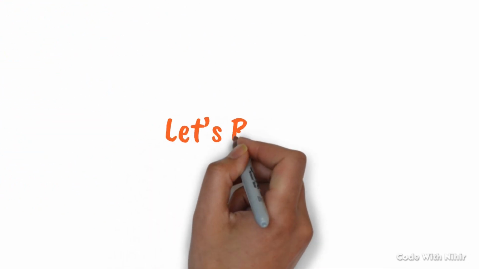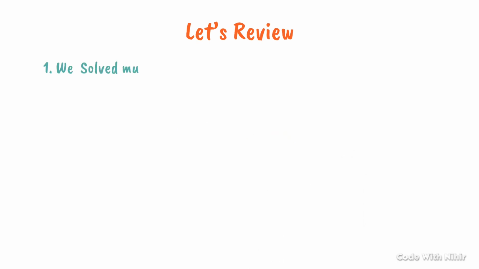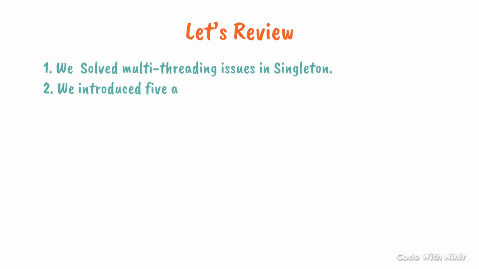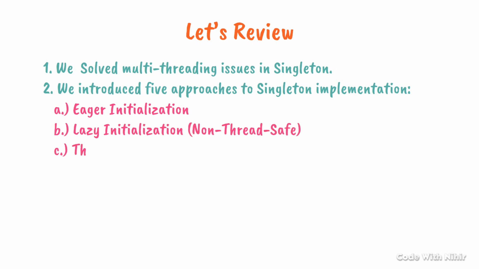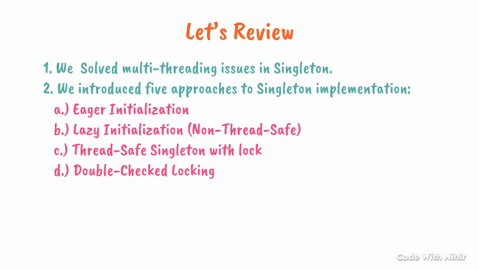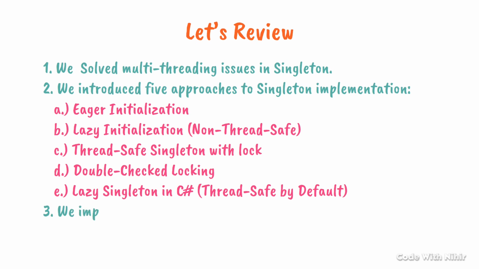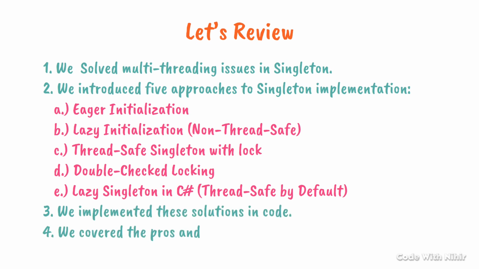Let's quickly review what we have learned today. Number 1. We solved multi-threading issues in Singleton. Number 2. We introduced 5 approaches to Singleton implementation: eager initialization, lazy initialization in non-thread safe manner, thread safe singleton with lock, double check the lock, and lazy singleton in C#. Number 3. We implemented these solutions in code. And number 4. We covered the pros and cons of the singleton pattern.